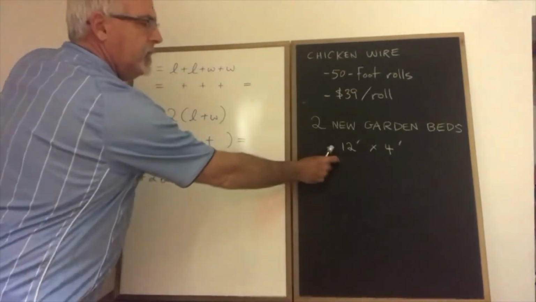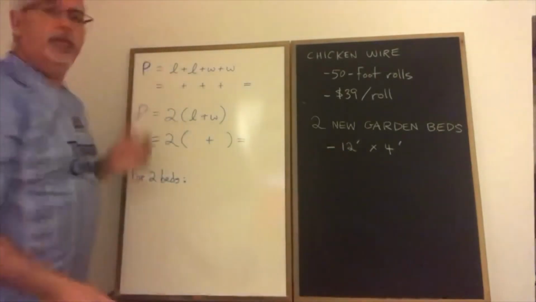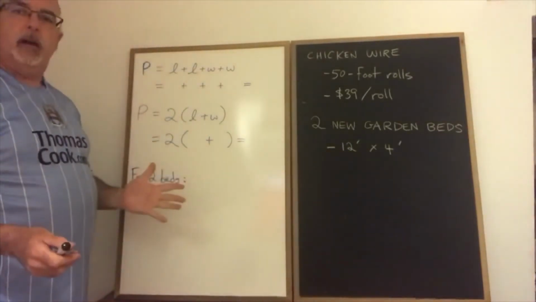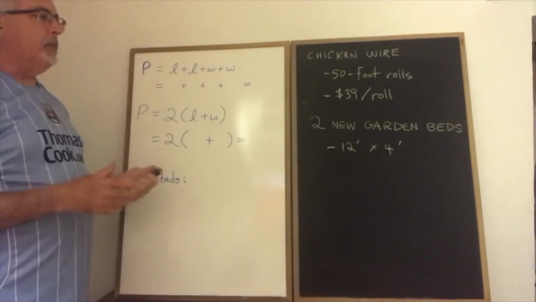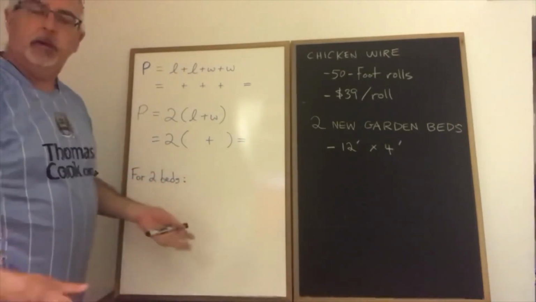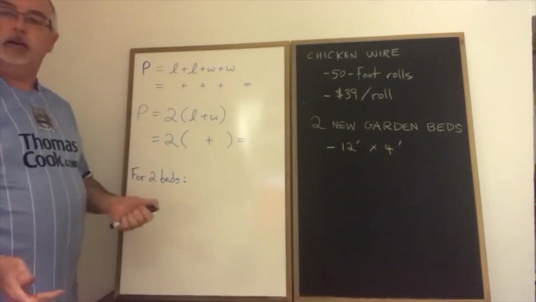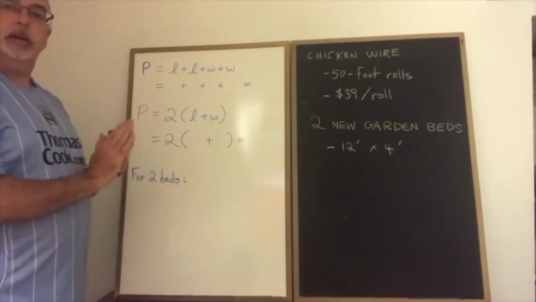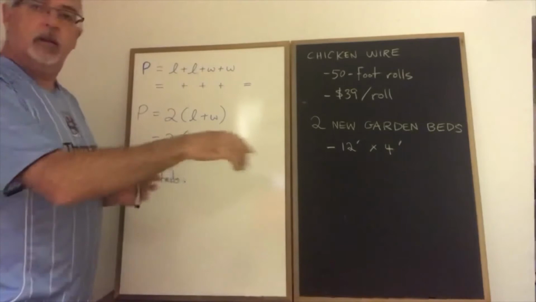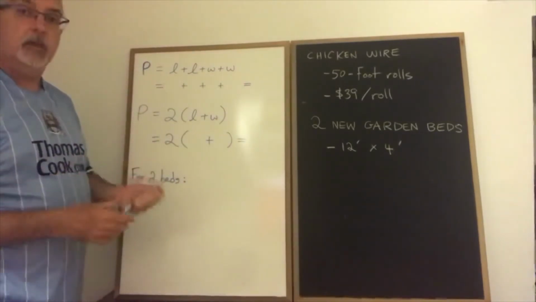We have to realize that even though we see 12 foot by 4 foot, we are not talking about area right now. If we were calculating something like how much grass seed we would spread across it, we might need an area calculation. But no, this is a structure that's being built around the outside edge of the garden bed, so it has to do with perimeter.